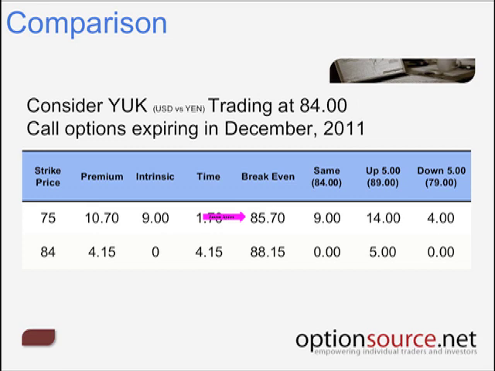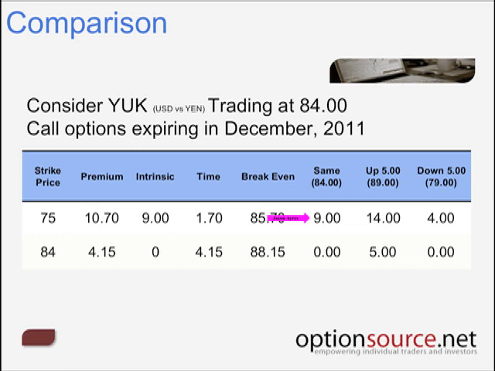So realistically, that pair, the CDD, only has to move 1.70 units, I'll call it, in our favor before we start making money. And as soon as it starts trading above that, we are actually profiting between now and any time between now and the third Friday of December. We're actually making a profit. So in other words, if we wanted to sit back and hold this position for the entire time, as long as the pair is trading above 85.70, we know that we're going to be profiting.